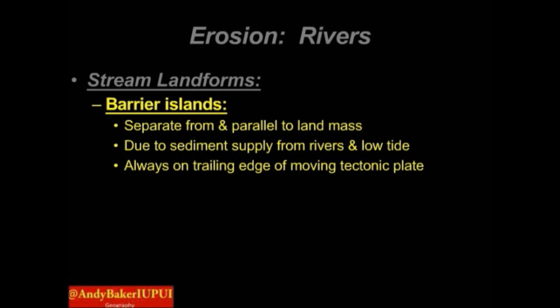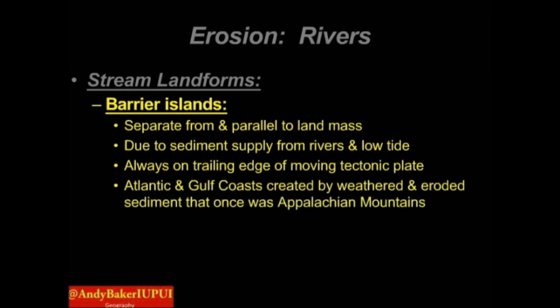So the Atlantic side of North America is what we would typically think of as the trailing edge of that moving plate. And so the Atlantic and Gulf coasts, we've got the weathered and eroded away sediment that once was the Appalachian Mountains, which in many respects is the sediment that has created the barrier islands.